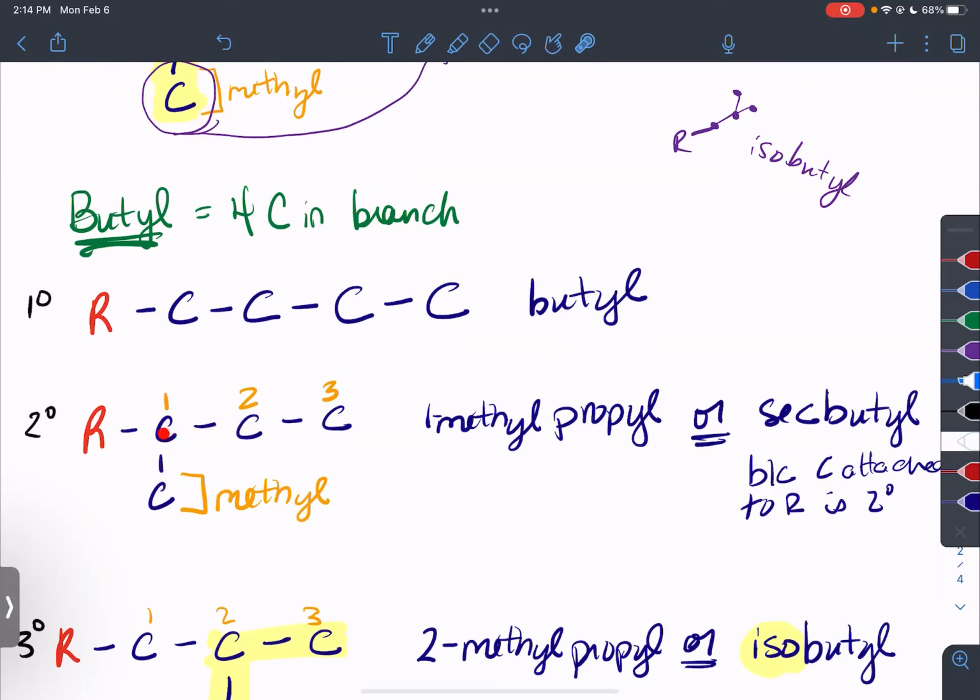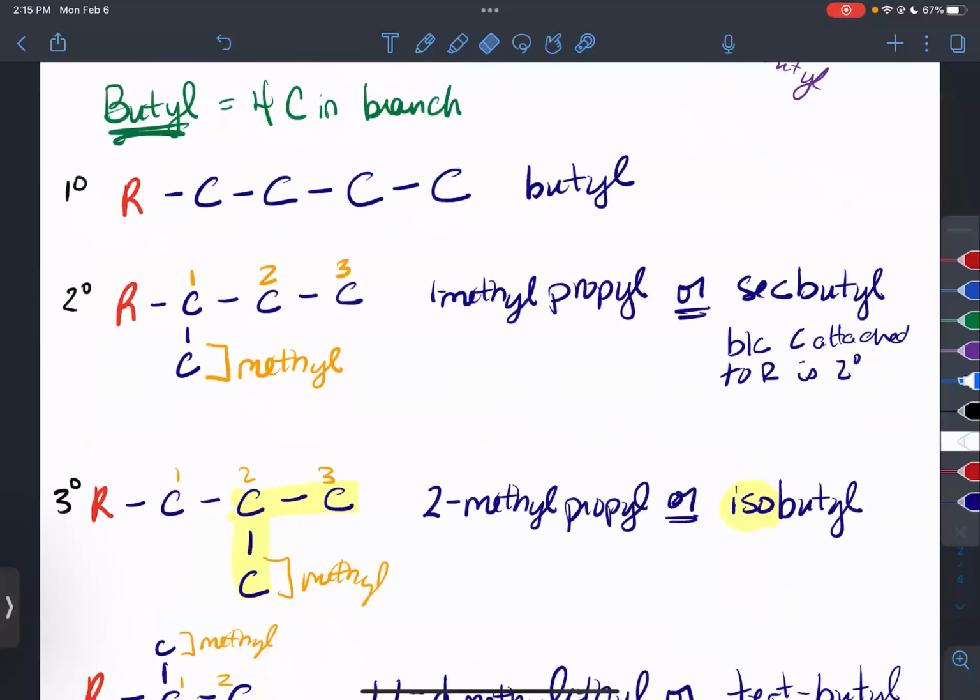I could name it, pretending that these three are a parent chain. 3 would be propyl and a methyl coming off the first one. So that's my 1-methyl. Or I name this sec-butyl because this carbon is a secondary carbon. It is not isobutyl because I don't have that Y shape at the end, right? This would be a shape like this. It would be 2, 3, and then 1 coming up here, and then 1 going to the main chain. So it looks different. This is sec-butyl, okay?